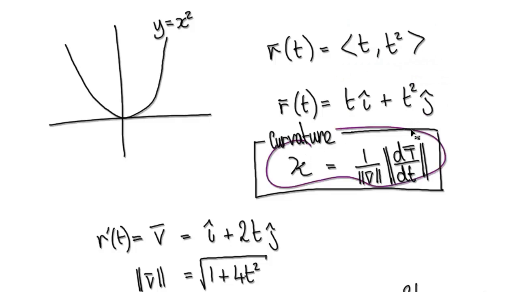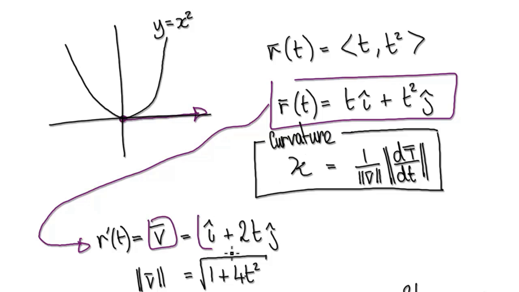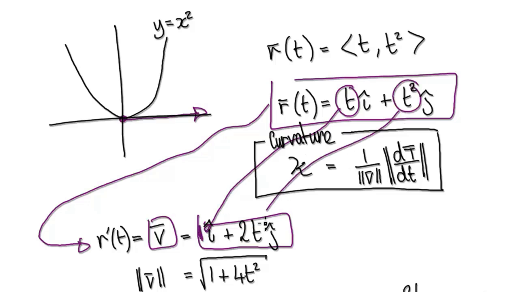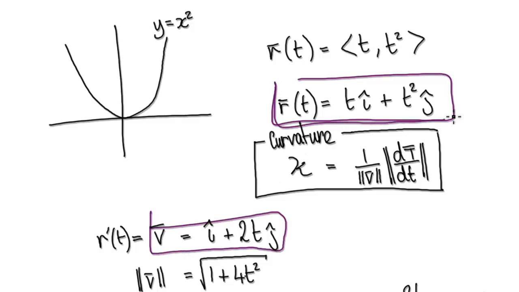So we need to somehow work out the unit tangent vector. So remember, from our position vector, if we differentiate it, that will then give us our velocity vector, which is this thing here. So differentiate this thing here, that will then give us 1. Differentiate this thing here, that will then give us 2t. So from our position vector, differentiate it, it will then give us the velocity vector.